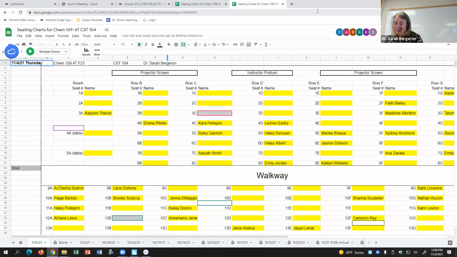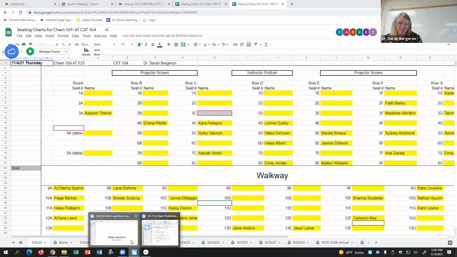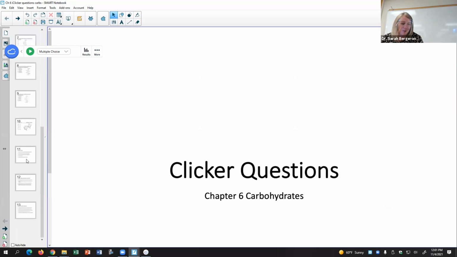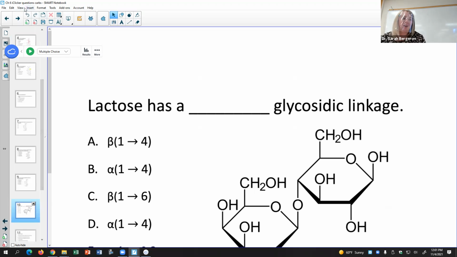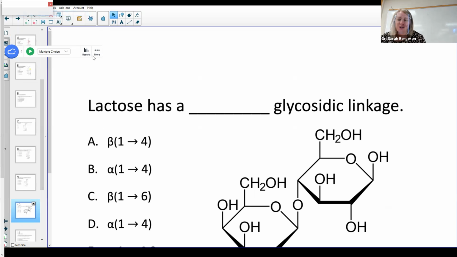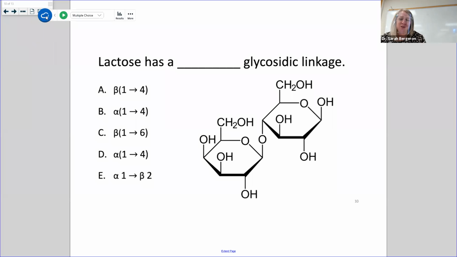Terrible. Okay, so get your i>clickers out. On that note, get your i>clickers out. We have a few more. Let's see, we're gonna start on, yep, that one. Okay, here we go. So I am giving you a picture of lactose. Tell me, what is the glycosidic linkage?